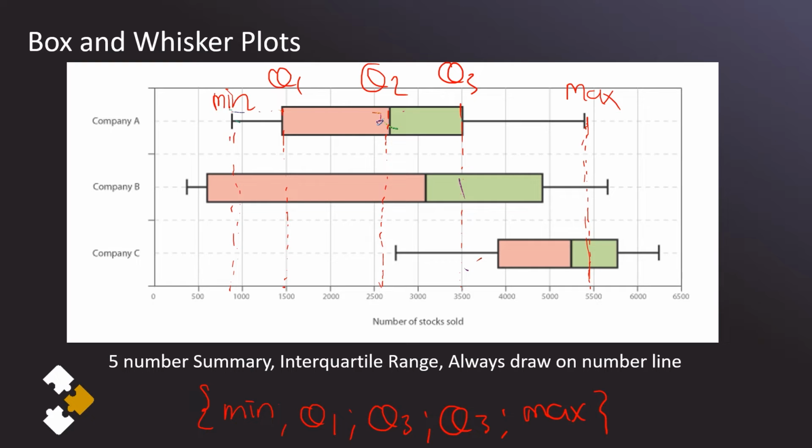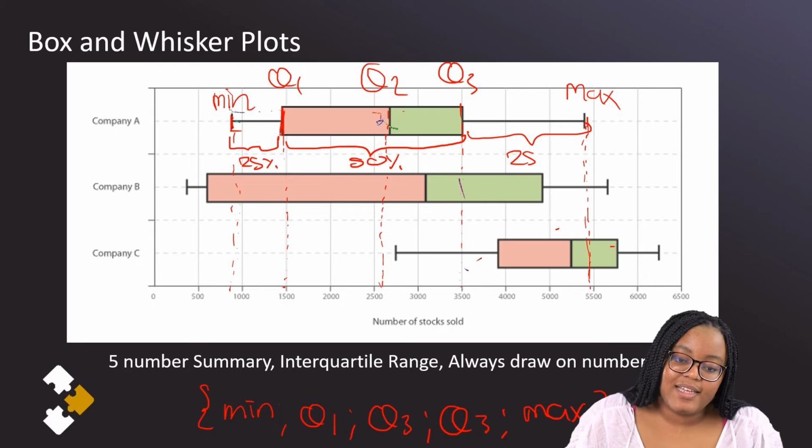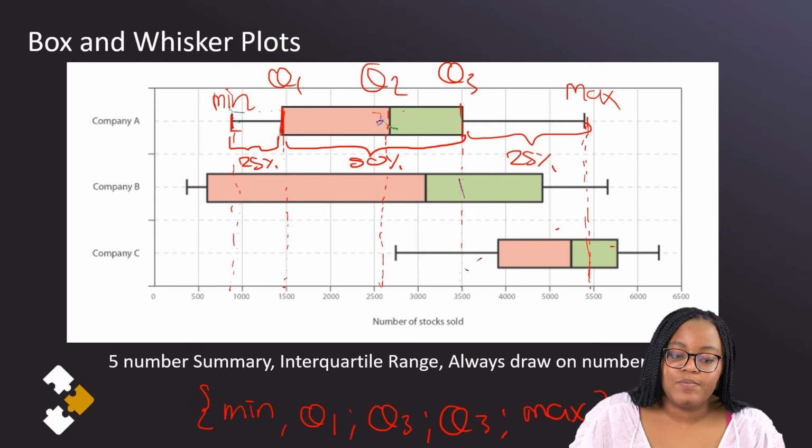Note that 25% of your data will fall between your lower tail and the beginning of your box. Your box accounts for 50% of all of your data in this data set, that is the lower and upper quartiles. And the upper tail accounts for the upper 25% of your data.